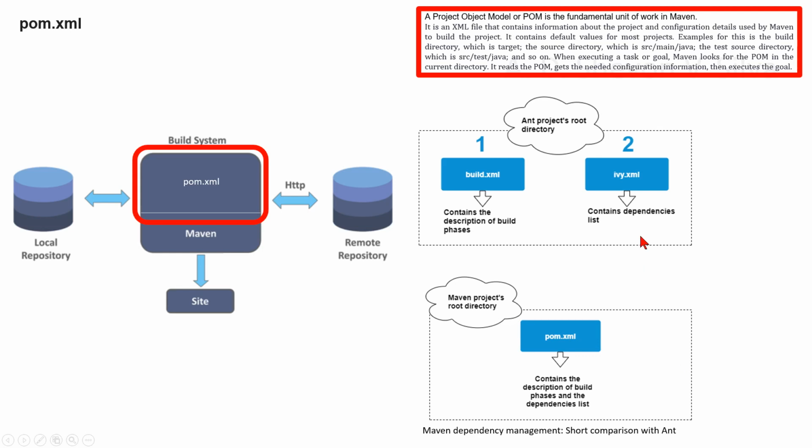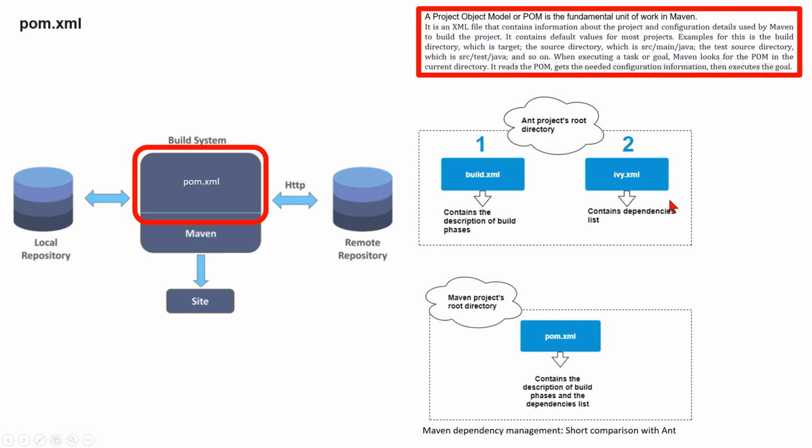Here you can see a short comparison with Ant in Maven dependency management. What is the difference between Maven dependency management and Ant dependency management? First of all, Ant only manages project build phases, delegating dependency management to Apache Ivy. This works together. Therefore, the two tools handle different tasks in detail.